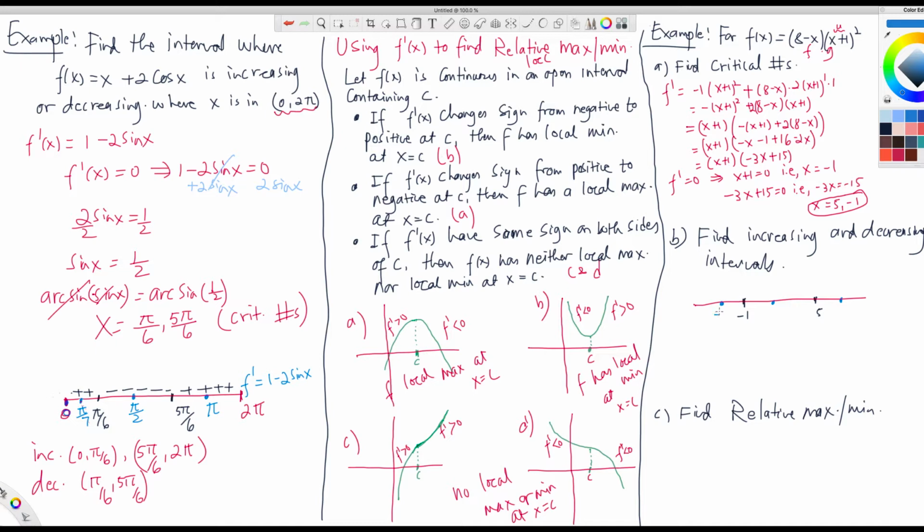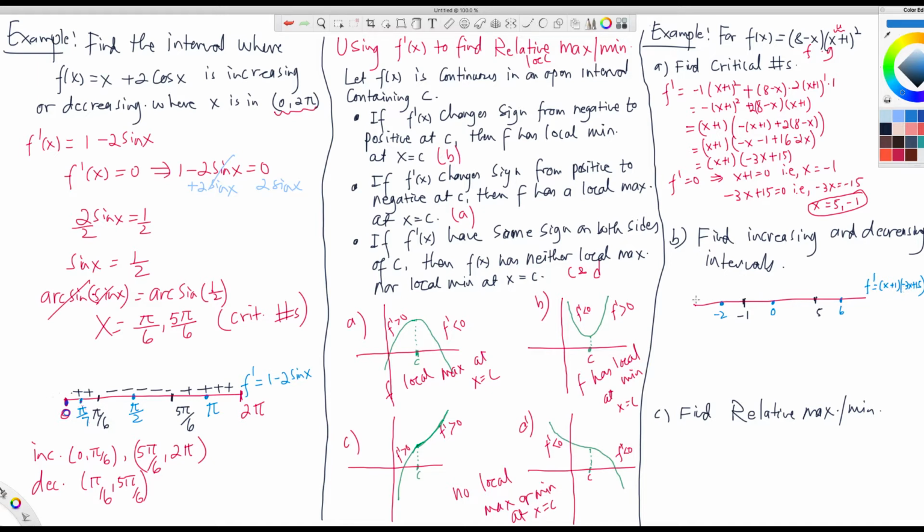Let me pick negative 2 as a test point, and I will plug it into f prime. What is f prime? f prime equals x plus 1 times negative 3x plus 15, okay? And then I want to pick a test point here as 0, and a test point here as 6. Okay, let's plug in negative 2. Negative 2 plus 1 is negative 1, right? Times negative 3 times negative 2, which is positive 6, plus 15 is 21, times negative 1. That's what you will get.